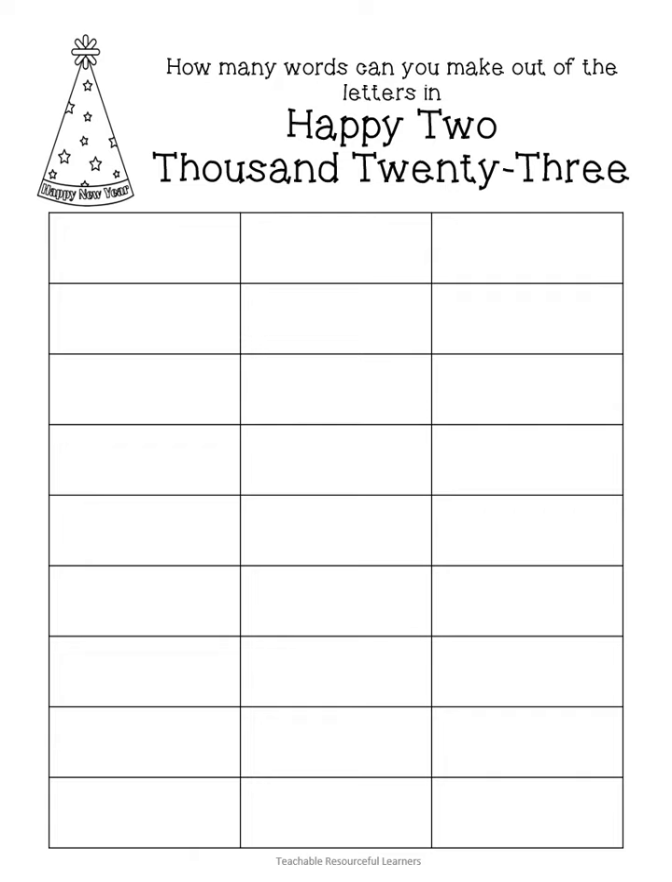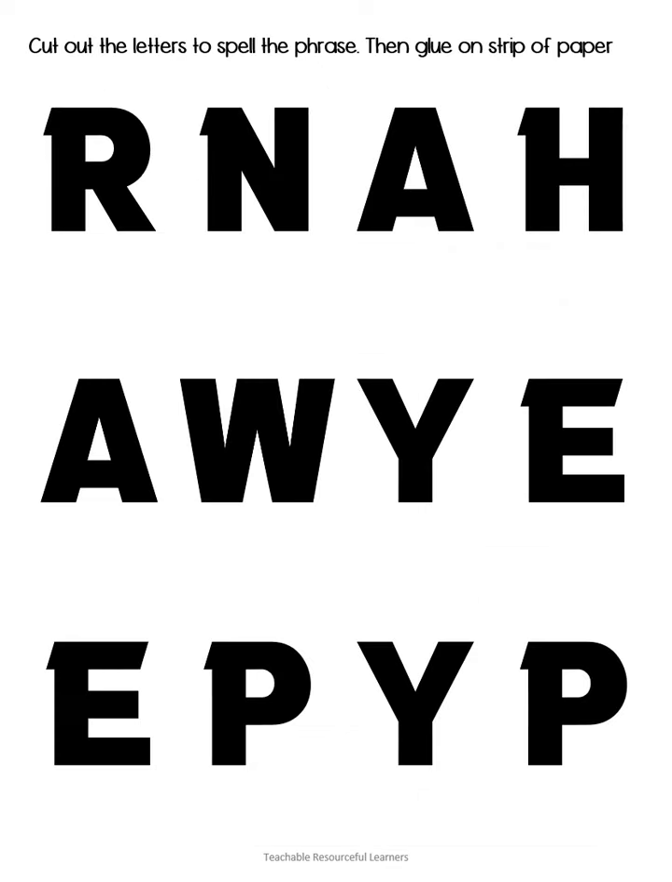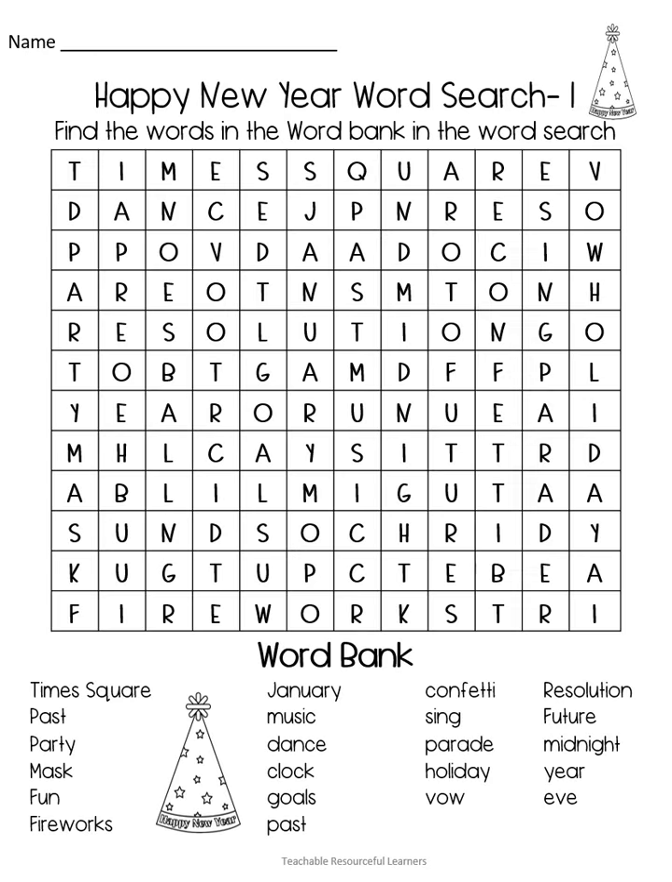Again, here's another one. This time we're using the letters in Happy 2023. Another one you can do is to cut out the letters to spell the phrase, then glue on a strip of paper. The word will be Happy New Year. You could also use this to have them make words. That way they will have letters that they can manipulate. So you can differentiate this too.